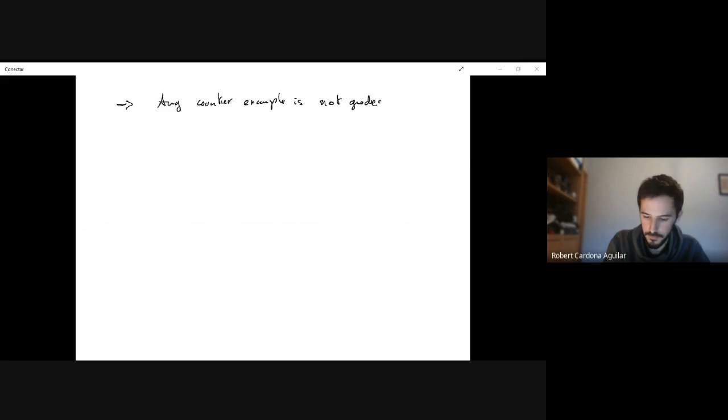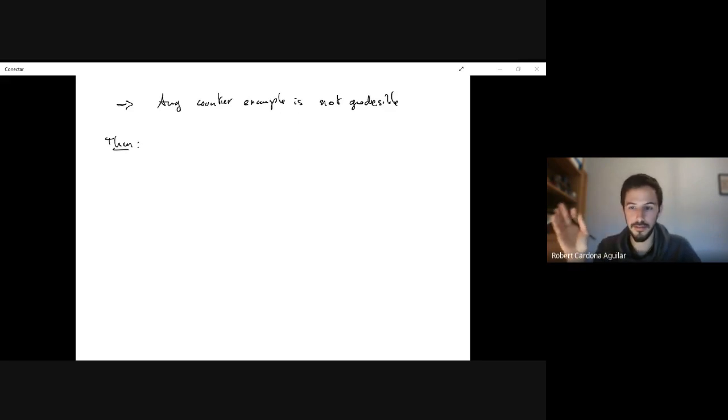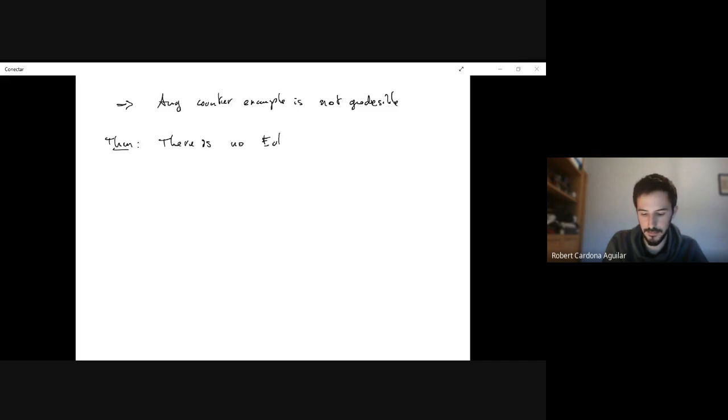A theorem that I proved, it's already published in the archive, says that, by the way, these counterexamples can be made volume preserving. So the volume preservation is not a problem. Let me put it like this: there is no Eulerizable counterexample.